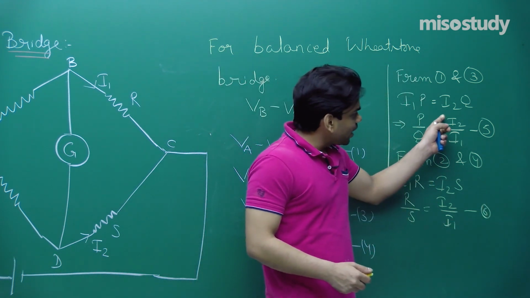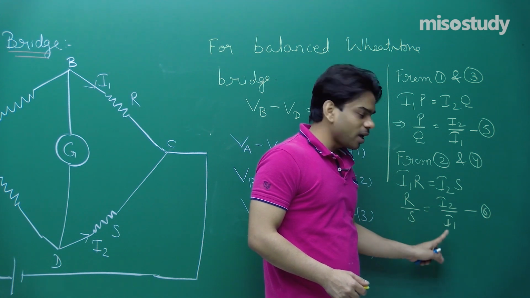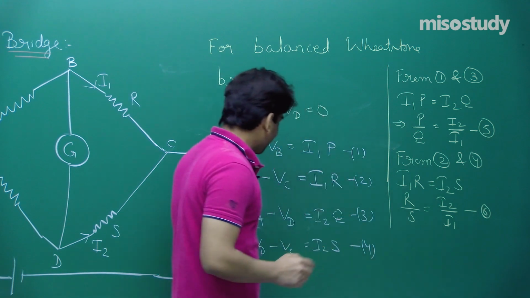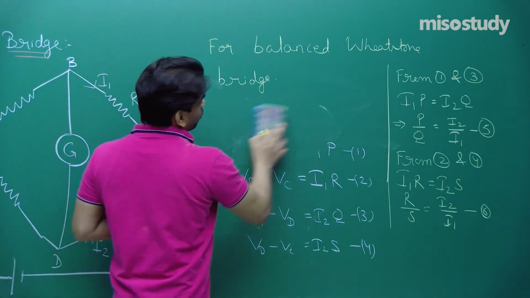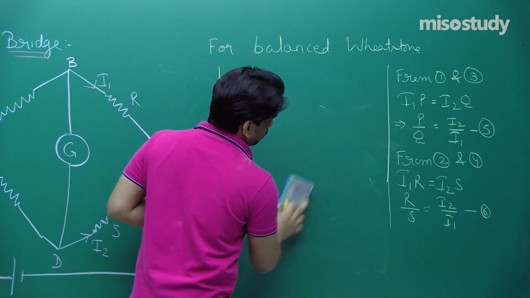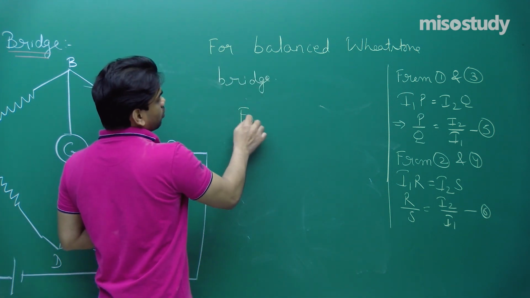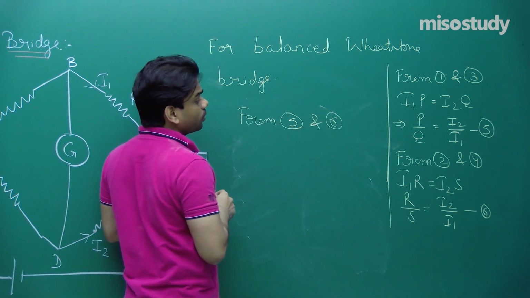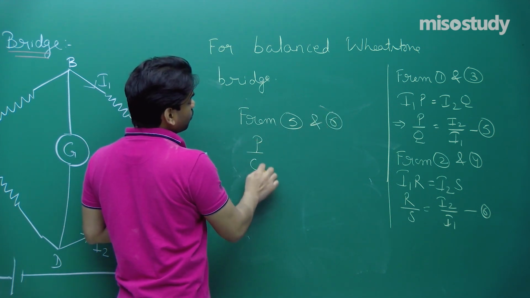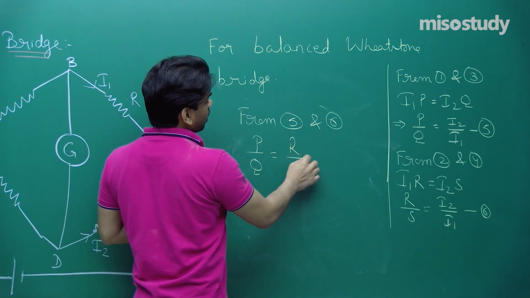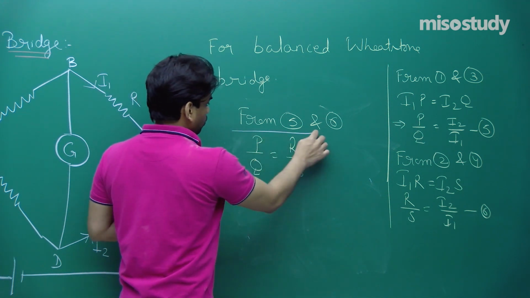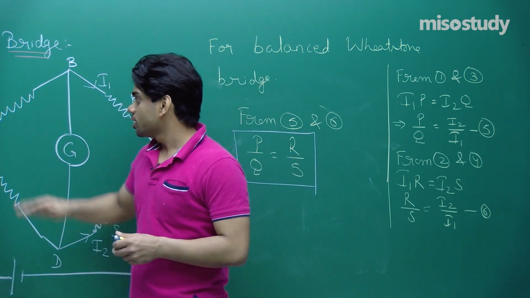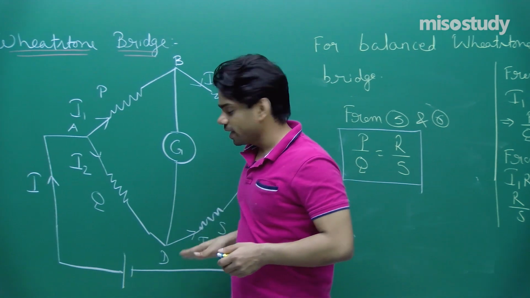Again you see, in equation number 5 we have I2 by I1, and here also we are finding I2 by I1. We can write P by Q equals R by S. So from equations 5 and 6 we obtain P by Q is equal to R by S. This is one requirement for the balanced Wheatstone bridge: P by Q equals R by S.